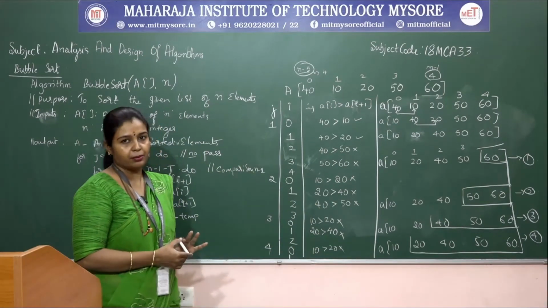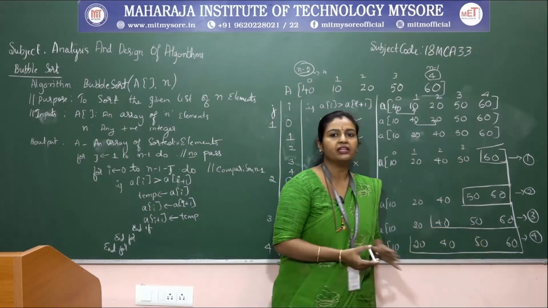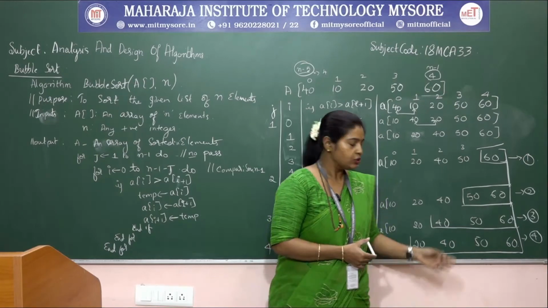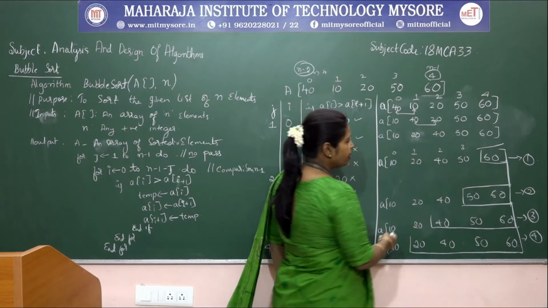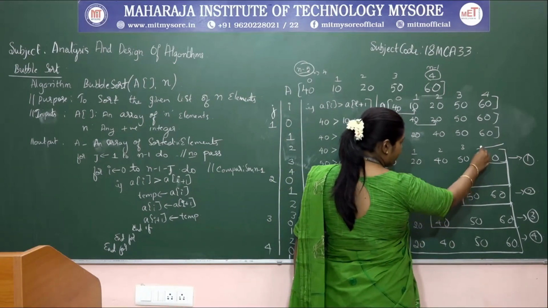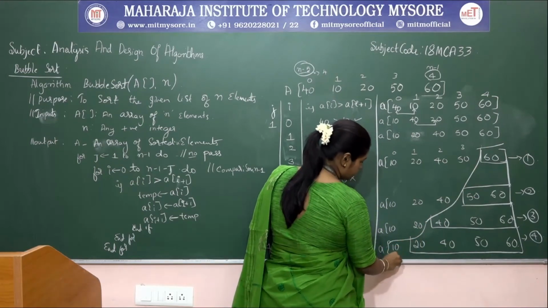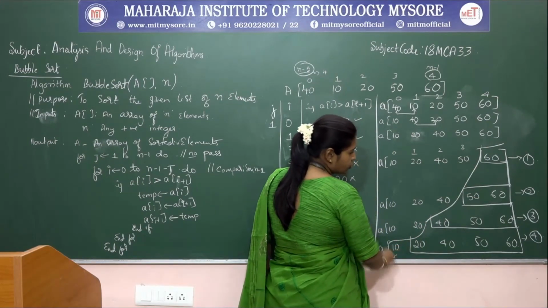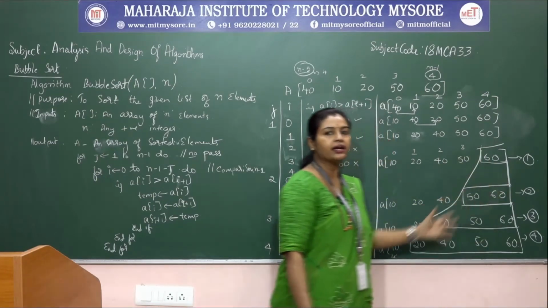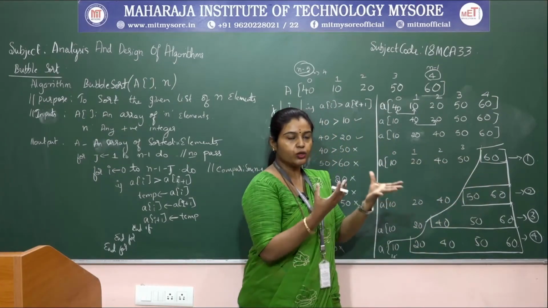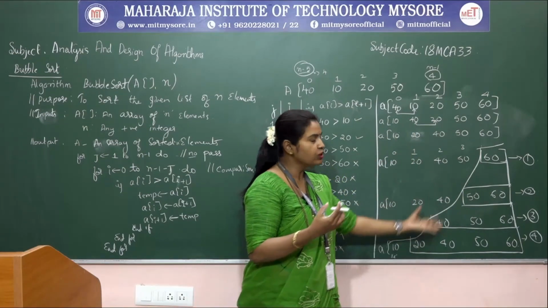So once j gets terminated, your array elements will be in sorted fashion: 10, 20, 40, 50 and 60. Every time, if you observe these passes, the last line is 10. Every time your array elements look like they are popping up, like an air bubble, right?